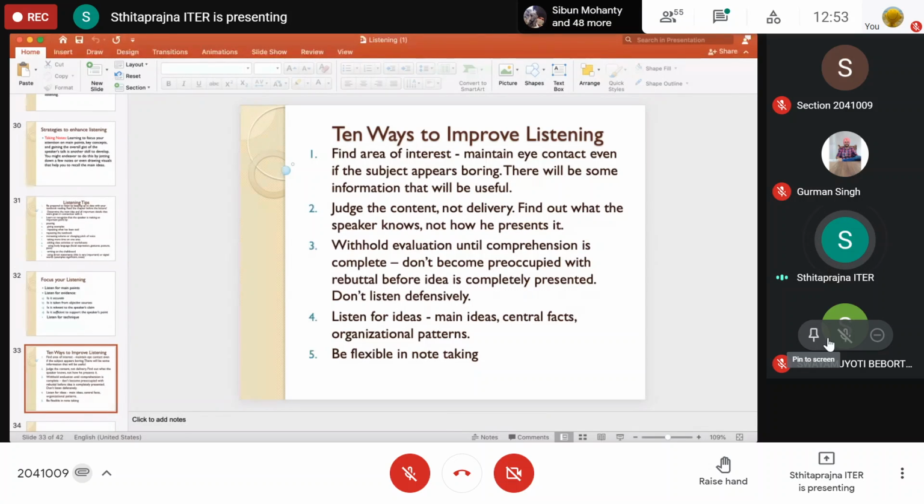And what are the 10 ways of improving your listening? The fourth and the fifth point are important. Be flexible in note taking. You can use graphics, you can use shorthand, abbreviations. Listen for ideas, main ideas, central facts, organizational patterns. Very important. Find area of interest. So what you can do is maintain eye contact, even if the subject appears boring.